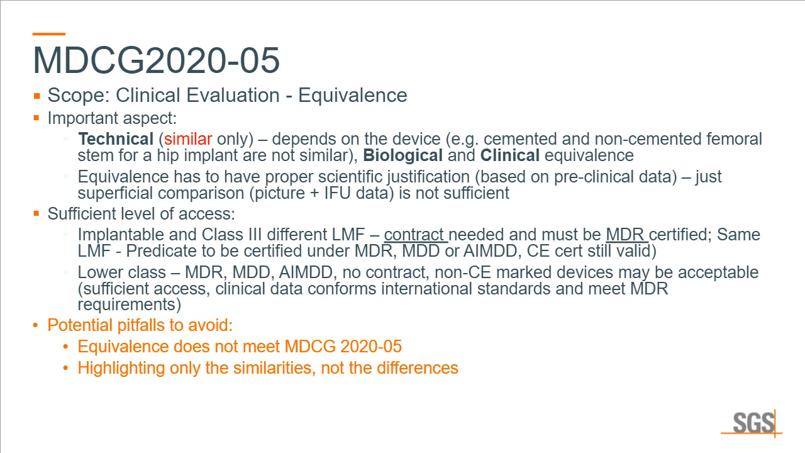For the technical one, we talk about similarities. I think previously the word used was that the devices had to be identical. Now they only have to be similar, but it seems to be really just semantics, because when you look at it, it really looks for a very high level of similarity. So it depends on the device. For example, a cemented and non-cemented femoral stem for a hip implant are not similar. Also, sterile and non-sterile devices would not be considered similar. So you have to consider that. And the same considerations go for biological or clinical evidence. The guideline will give you examples of what is considered equivalent, and what is not, from these different aspects.